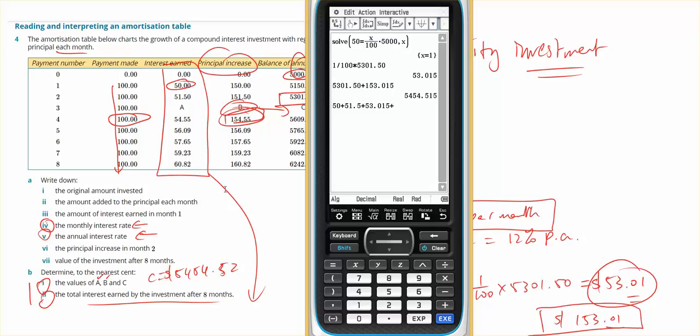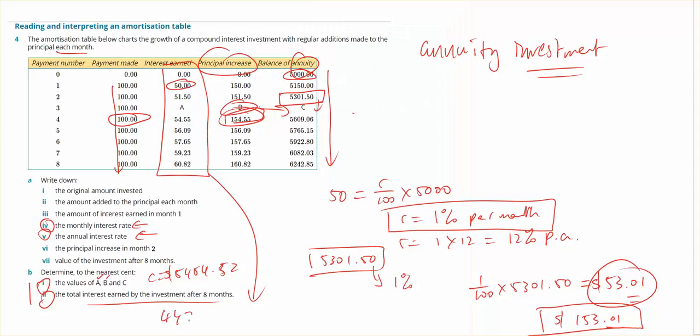I've got 54.55 plus 56.09 plus 57.65 plus 59.23 plus 60.82. Okay, and I should get a total interest of 442.86. So this is the interest I earn from the bank by making these deposits, and that helps.